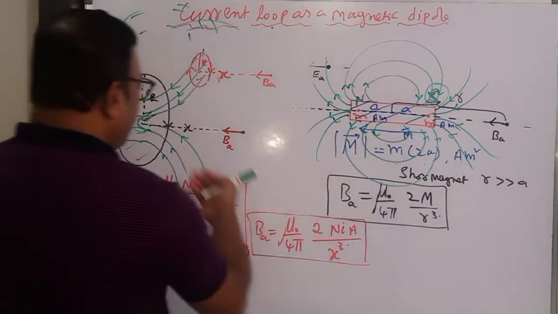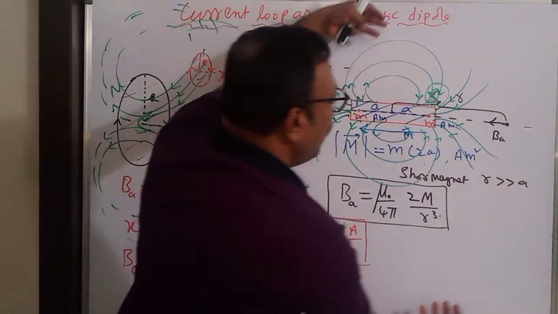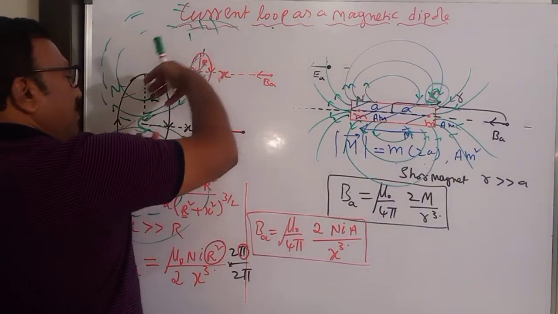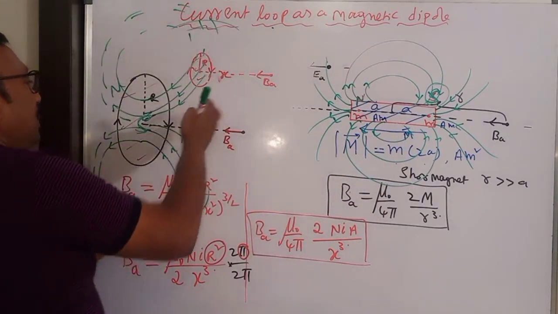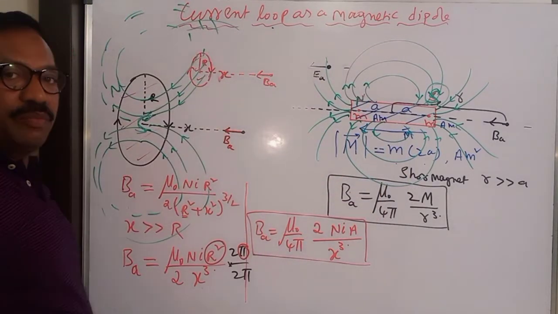South pole here, south pole here. You have a converging field. I have a converging field. Then it will diverge from the north pole. Yeah, it will diverge from the north pole. That means on the other side, behind, you have a north pole.